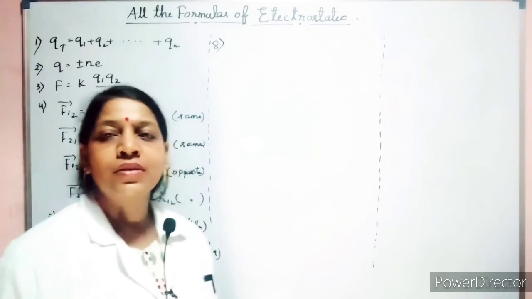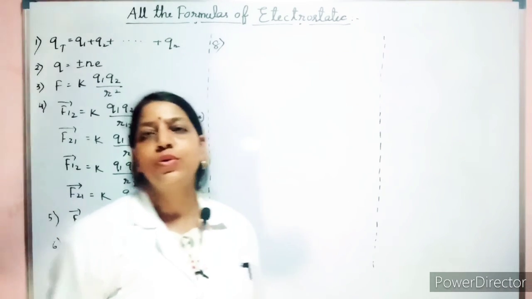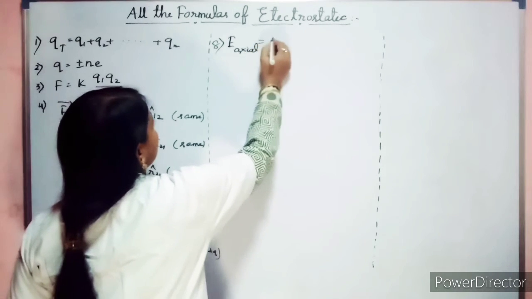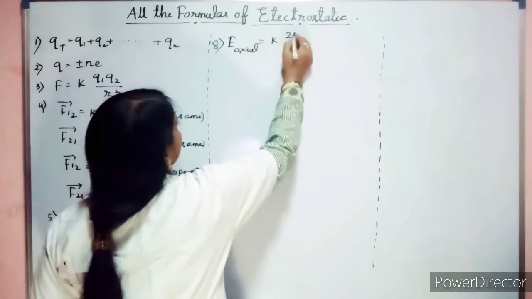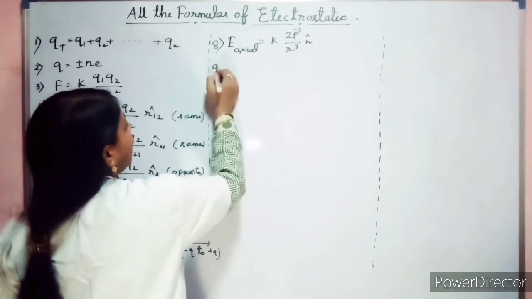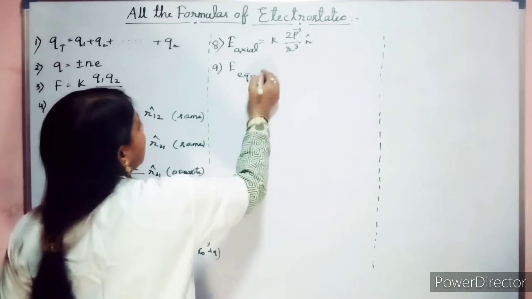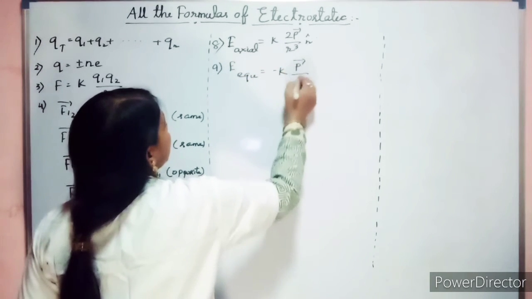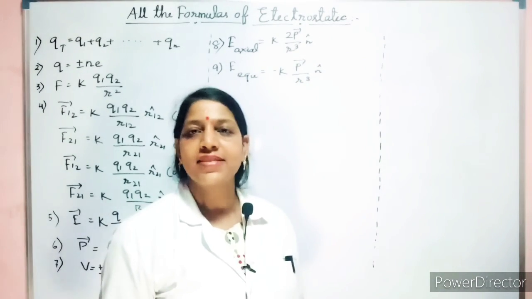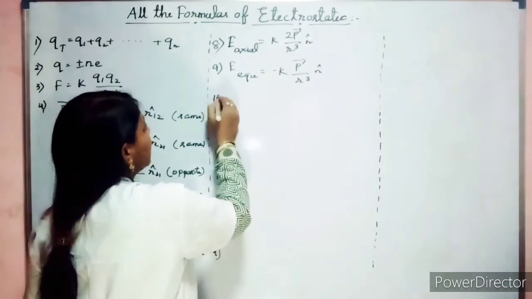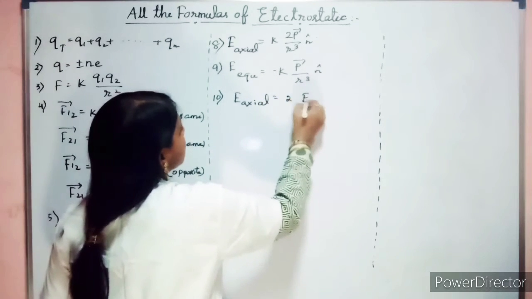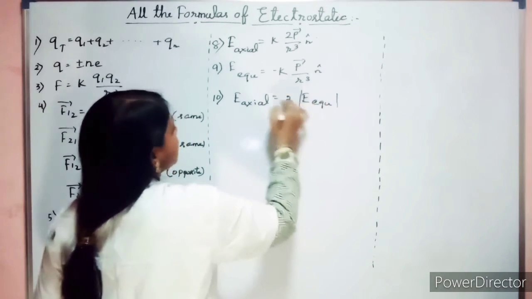Next, what is the electric field due to a dipole in the axial and equatorial line? So your E axial equal to K 2p vector by r cube n cap. And what is your E equatorial? Equal to minus K p vector by r cube n cap. Then what is the relationship between E axial and E equatorial? It is nothing but E axial equal to 2 times E equatorial, in magnitude.